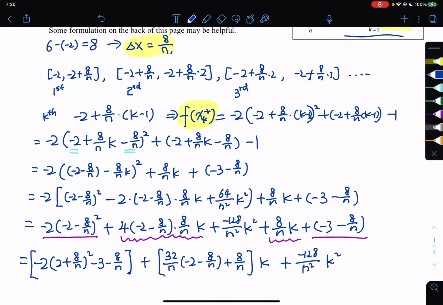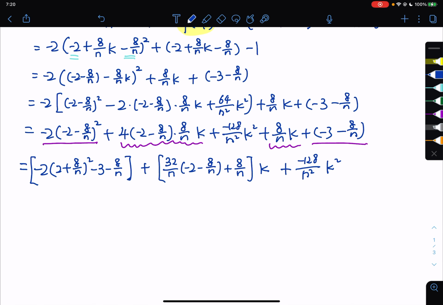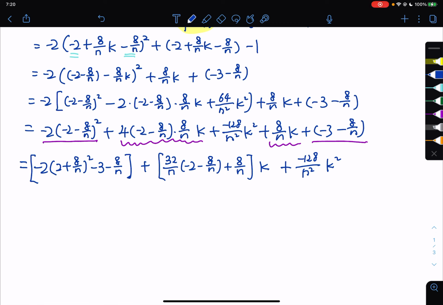So when I try to multiply, I multiply 8 over n to it. But even if I multiply 8 over n, I can think on the side. This still has no k. This one has an order of k, 1 order of k. This one has 1 order of k. So the rest part are essentially coefficient. It's the same expression multiplied by k or multiplied by k squared when we do sigma summation.